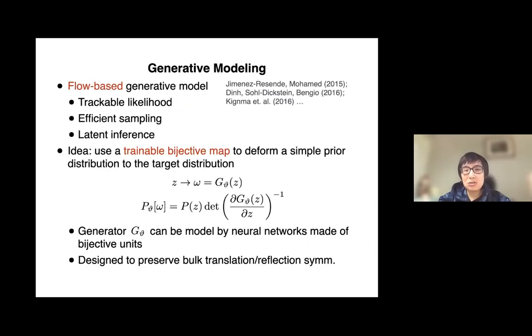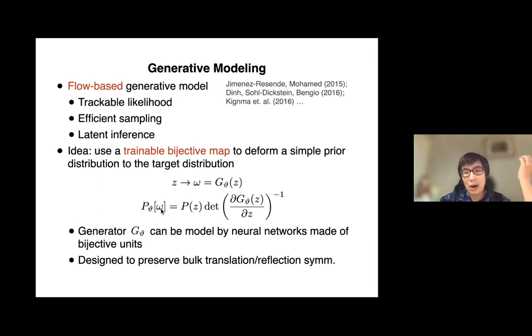The idea is to use a generative modeling from machine learning. The model we use is a flow-based generative model. It has a few advantages: tractable likelihood, efficient sampling, and latent inference power. The idea of a flow-based generative model is basically to model a probability distribution. In order to model a very complicated distribution, we can start from a simple distribution. The idea is to use a trainable bijective map to deform a simple prior distribution to the complicated target distribution you want to learn.